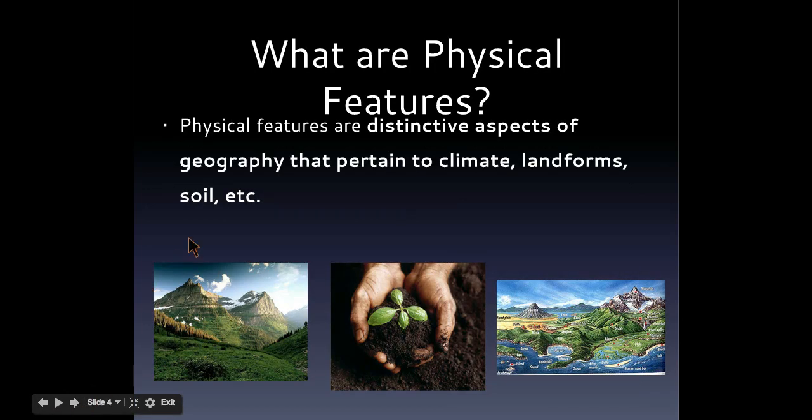Alright, so what are physical features? Physical features are distinctive aspects of geography that pertain to climate, landforms, or maybe soil. And those are just some examples. For example, these mountains here, that's a physical feature. The soil where you grow crops, also a physical feature. And this photo here is basically showing the different types of physical features, like mountains, rivers, lakes, plateaus, etc. This definition definitely needs to be copied down in your notes, so feel free to stop the video and take a second and write this in your notes page.